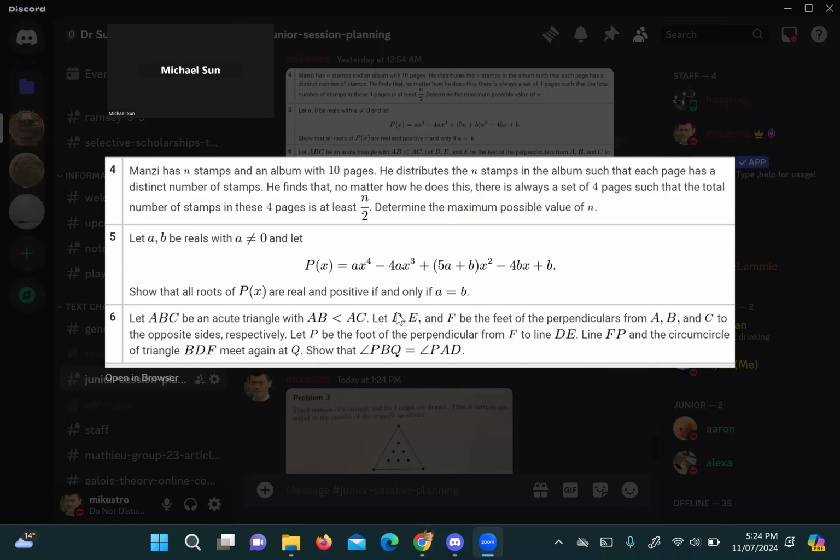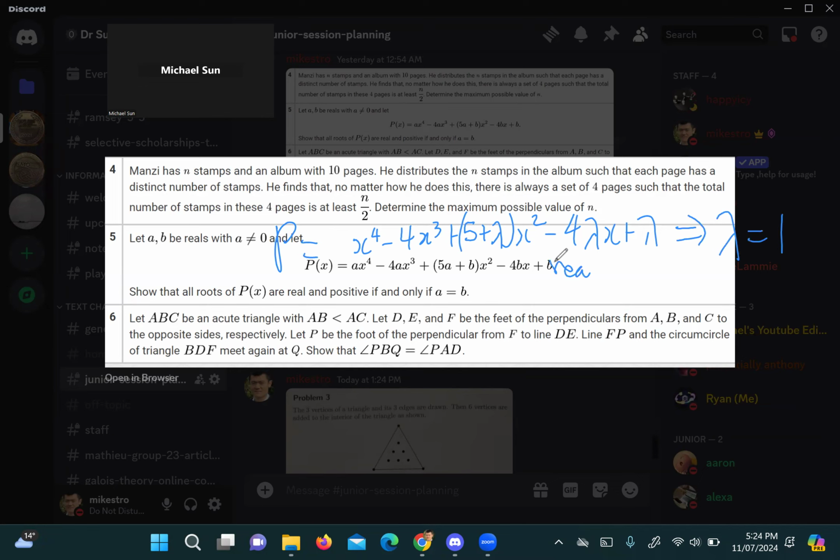Alright, so we have a polynomial. We switch the variable, right? I hate that. So now we have x to the 4 minus 4x cubed plus 5 plus lambda x squared minus 4 lambda x plus lambda. Yeah? And we want to show lambda equals 1.